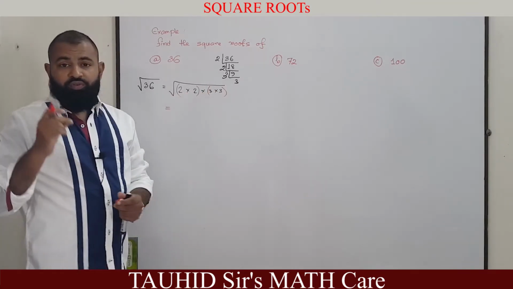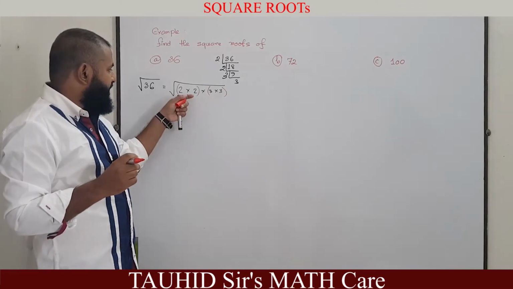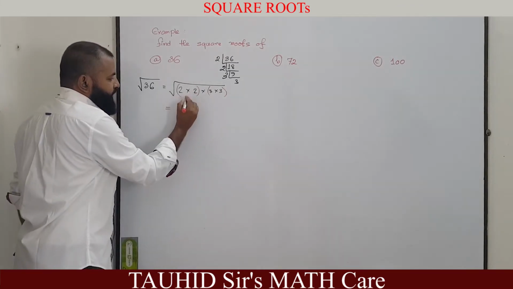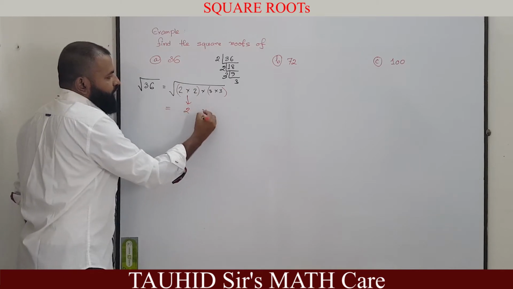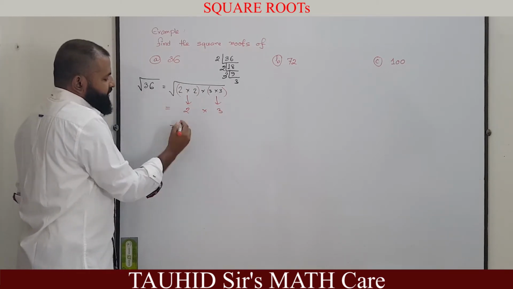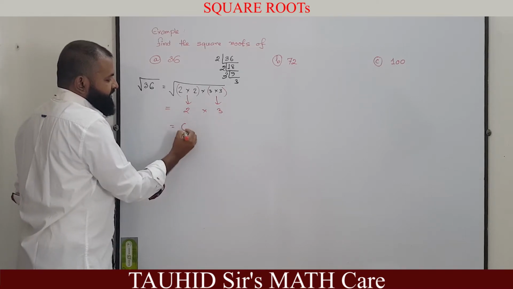In case of square root, we will write one prime factor for each pair. For this pair we will write 2, for this pair we will write 3. So root over 36 equal to 2 into 3, that means 6.